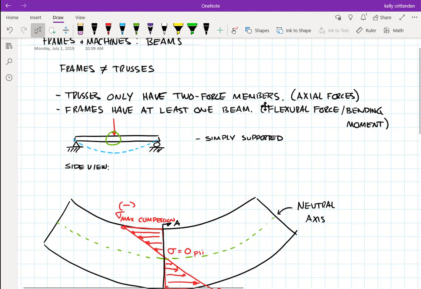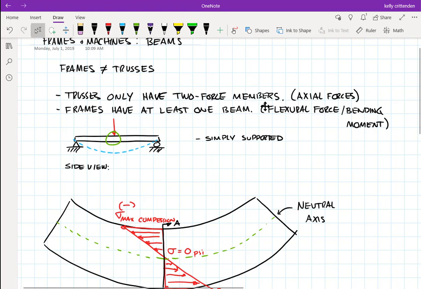It could have a whole bunch of pieces, but at least one piece where there's a force that's not at one of the supports, or not at a pin or something like that. It's on the bar itself. And that's going to give it away that that piece is a beam, and therefore you have to treat this whole structure like a frame or a machine. And you can't treat it like a truss where you can do method of joints and method of sections.